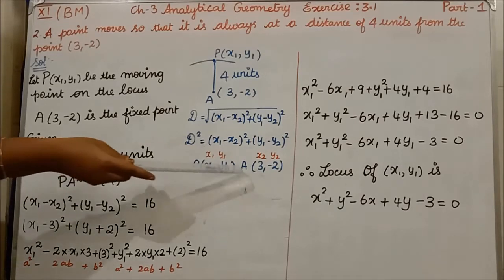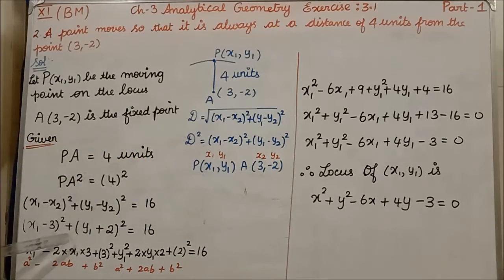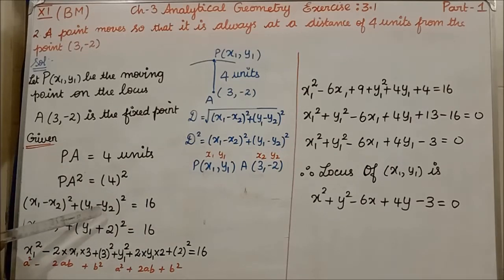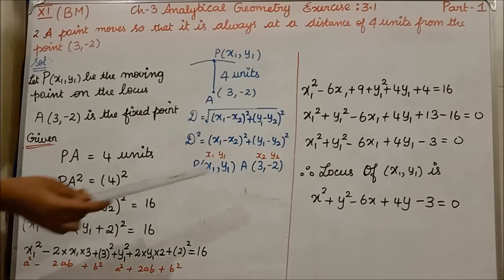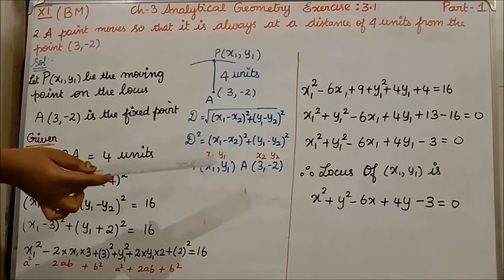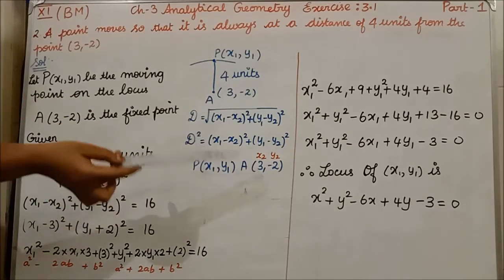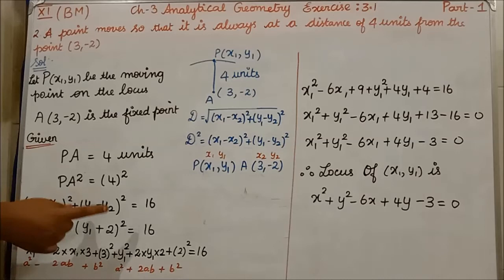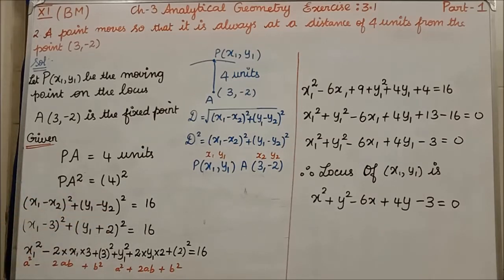x1 minus x2 is what? 3, the whole square, plus y1 minus y2. In the formula there is a minus, and the y2 value is minus 2, so minus minus becomes plus. So I have written plus 2 the whole square is equal to 16. Clear all of you? The next step looks like the (a minus b) whole square and (a plus b) whole square formulas, which you learned in 7th standard. I think you all know that.